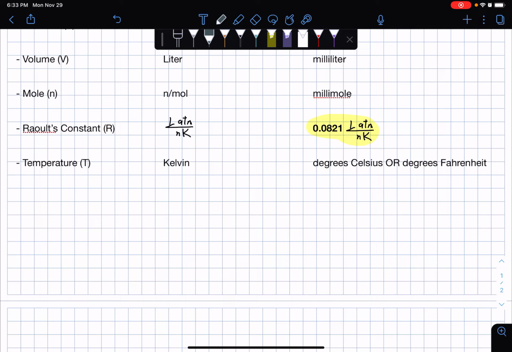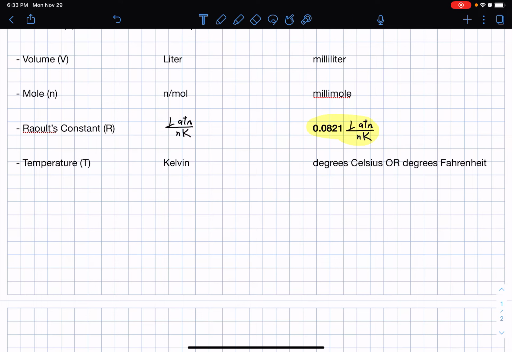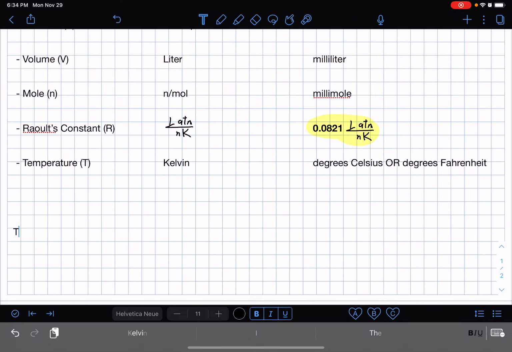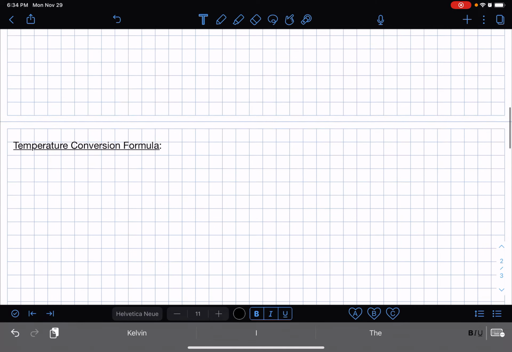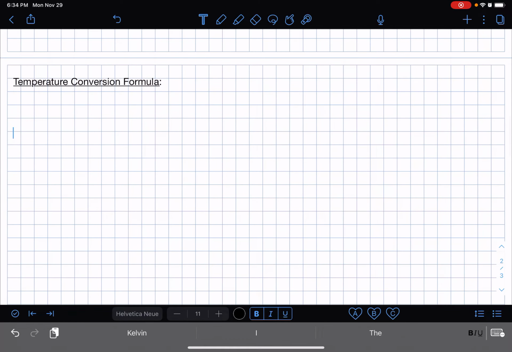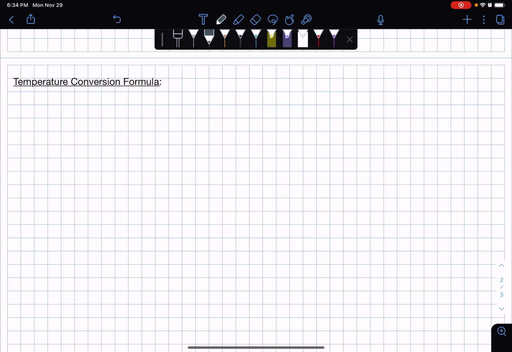Now, in order to solve for temperature, basically to solve for Kelvin, provided that you are given a temperature in terms of degrees Celsius or Fahrenheit, these are the conversion formulas. I'm afraid we lack space. Let's move to the next page. Alright. So in order to find Kelvin, provided that you have degrees Celsius, Kelvin is equivalent to degrees Celsius plus 273.